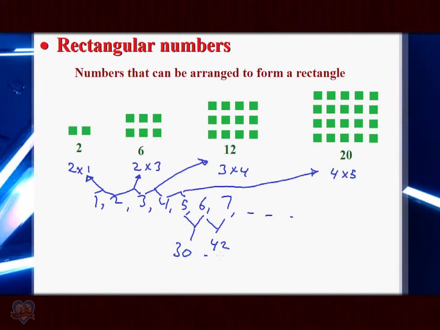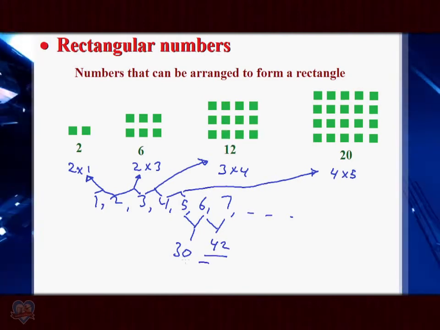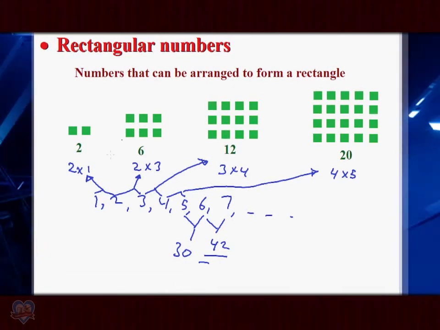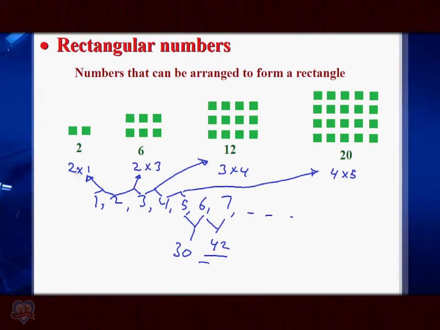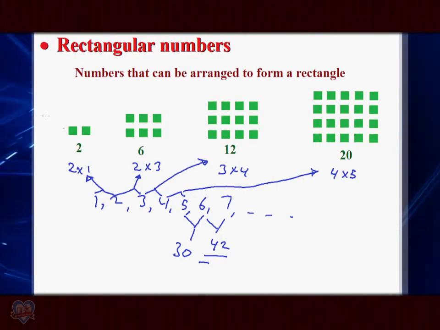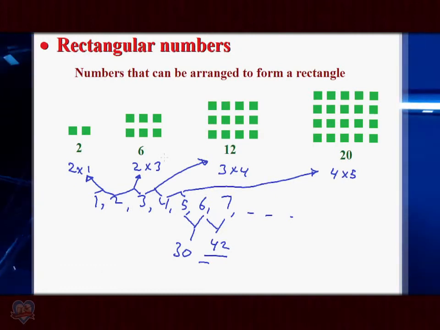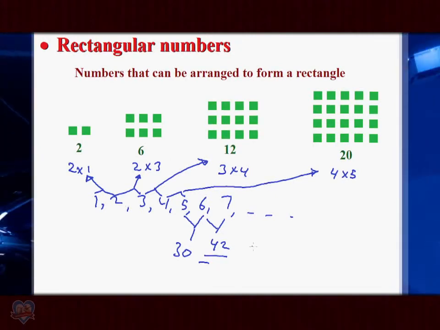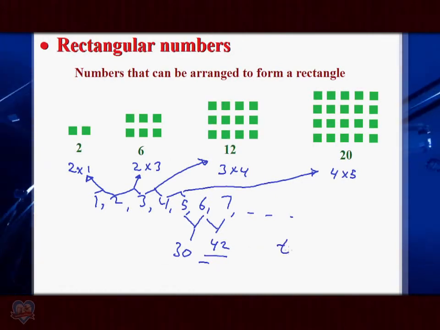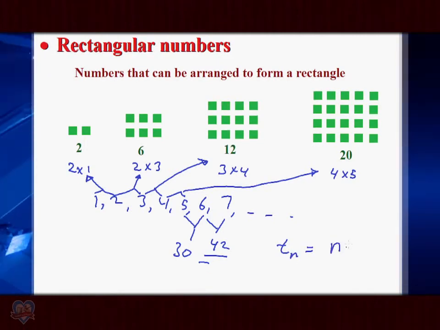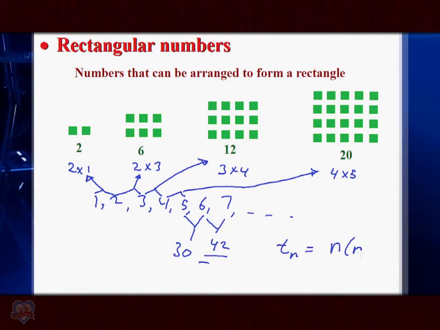So that is how we generate. The next is going to be 7 times 8, 8 times 9, 9 times 10. That's one other way of writing down the rectangular numbers. Now the equation for the nth term therefore becomes Tn is equal to n times n plus 1.